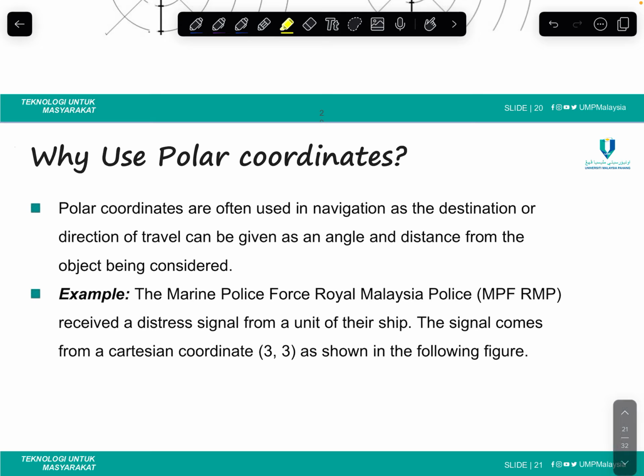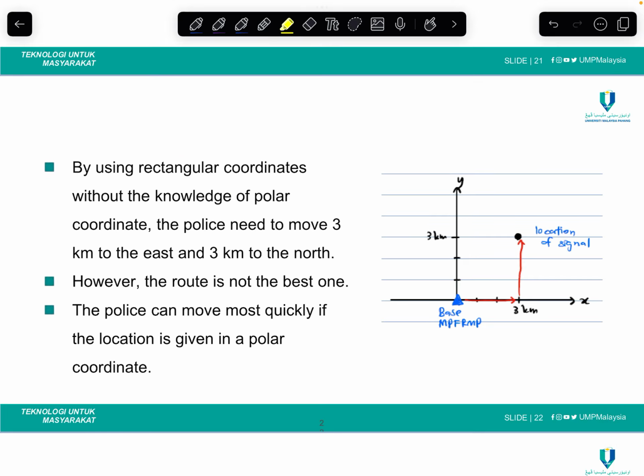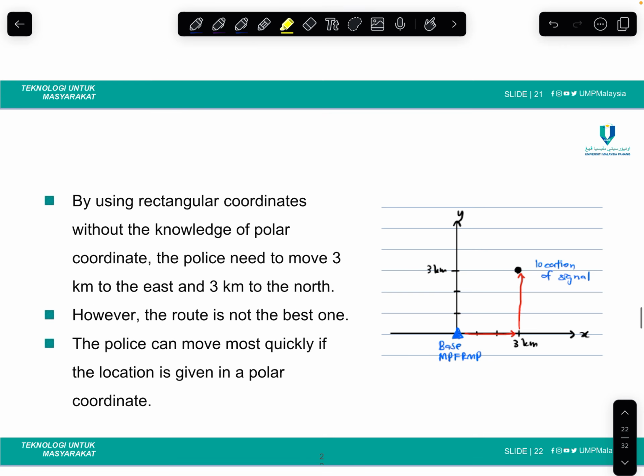Why do we use polar coordinates? Polar coordinates are often used in navigation, such as for the destination or direction of travel. Example: the marine police receive a distress signal from a unit of their ship. The signal comes from the Cartesian coordinate (3, 3) as shown in the following figure. So the police receive the signal (3, 3). This is the police, and this is the location of the signal at the coordinate (3, 3) in rectangular form.